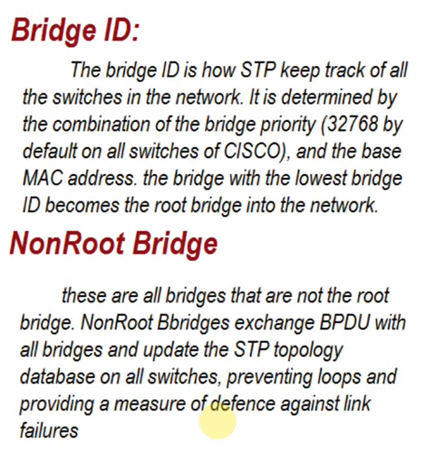Bridge ID. Bridge ID is how STP keeps track of all the switches in the network. It is determined by the combination of the bridge priority, which by default is 32768, and the base MAC address. The bridge with the lowest bridge ID becomes the root bridge in the network.